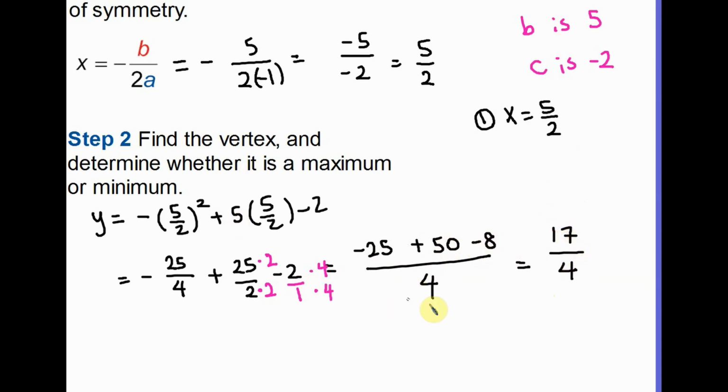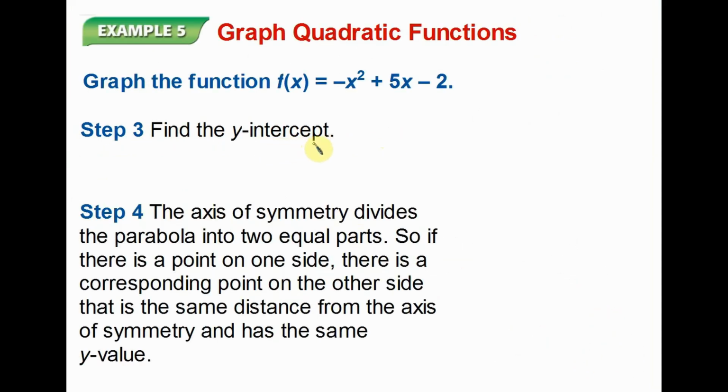So I know my vertex. Here's the second part of the answer. You need to write a coordinate where x was 5 over 2, comma, y was 17 over 4. Then you're going to find the y-intercept, where y-intercept is written on your function as the c value. So y-intercept is at 0, comma, -2. I'm putting the 0 because we know that when you're finding the y-intercept, your x value is always equal to 0. So that's how I know x is 0.